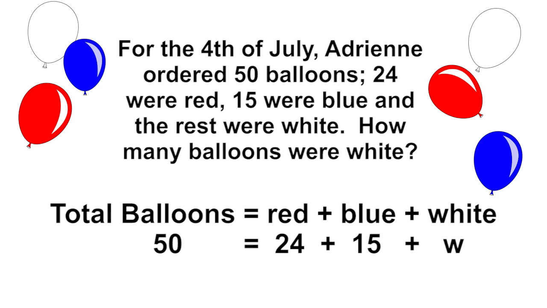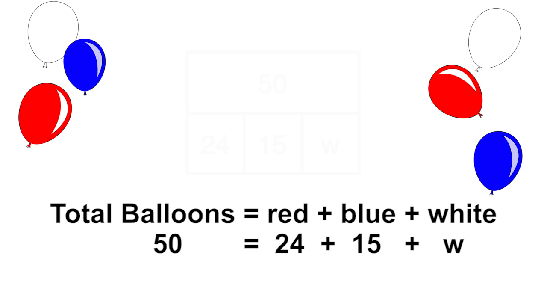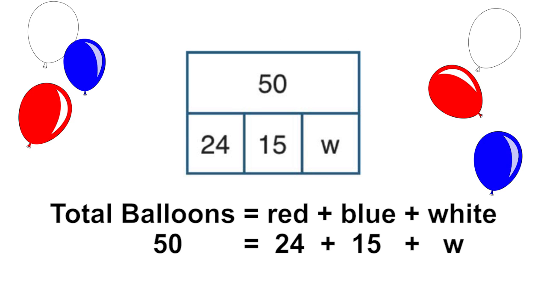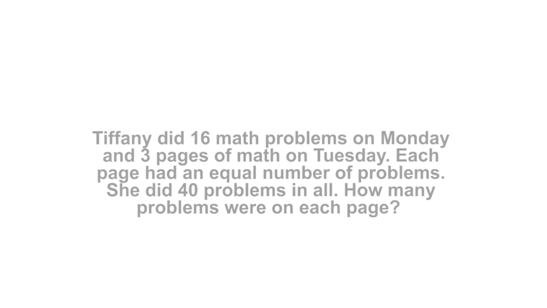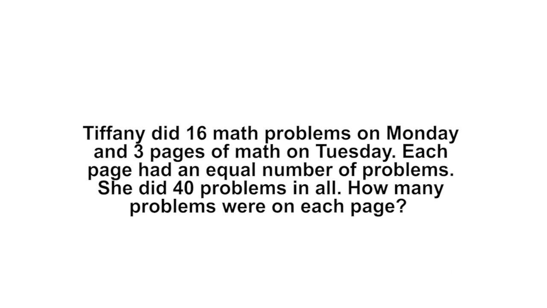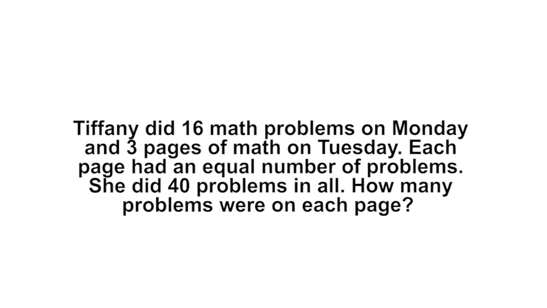Our equation reads 50 equals 24 plus 15 plus W. To solve this, I will use a part-part-whole model. Using this model, I can easily visualize how the 3 different colors of balloons together make up the total number of balloons. I know that 24 plus 15 is 39, which means that the remaining 11 balloons are the white balloons. For our final example, Tiffany did 16 math problems on Monday and 3 pages of math on Tuesday.